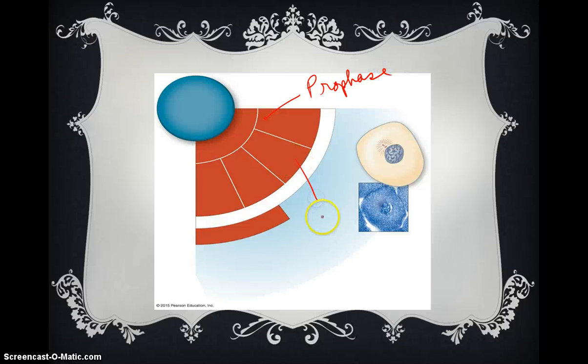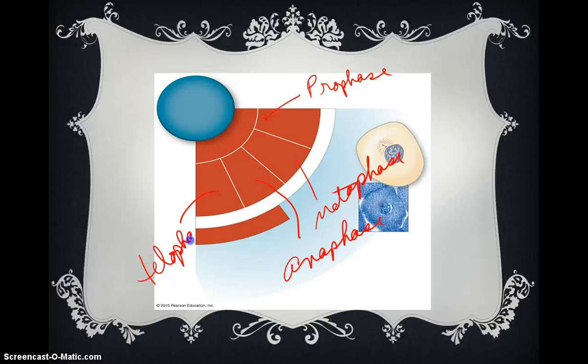The second phase is metaphase. The third one is anaphase. And the fourth is telophase. Another event that I want to identify at this time is cytokinesis. We'll talk about this a little bit more during anaphase, but cytokinesis is where the cell contents are actually separated.